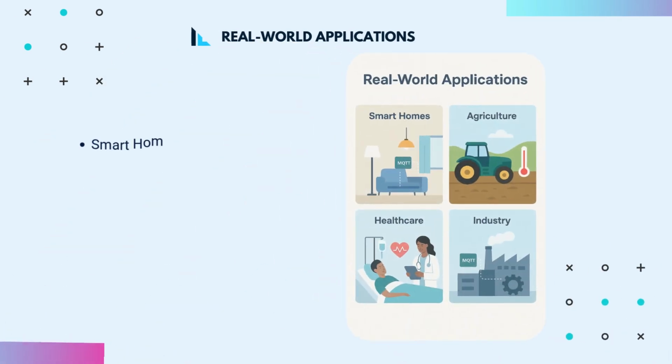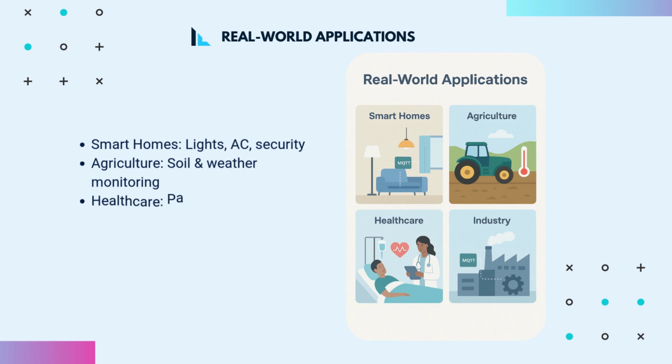Before we wrap up, let's take a quick look at some real-world applications powered by MQTT. In smart homes, MQTT allows seamless control of lights, thermostats, and security cameras. In agriculture, farmers use MQTT to connect soil sensors, irrigation systems, and weather stations. In healthcare, wearable devices like heart rate monitors transmit patient data securely via MQTT. In industrial IoT, machines send performance metrics to the cloud for predictive maintenance. So, wherever you see IoT, chances are MQTT is working behind the scenes.